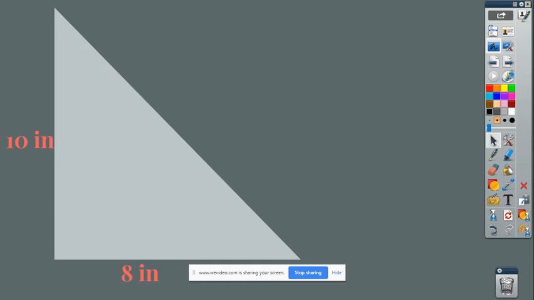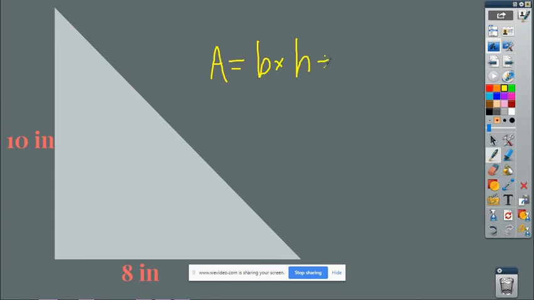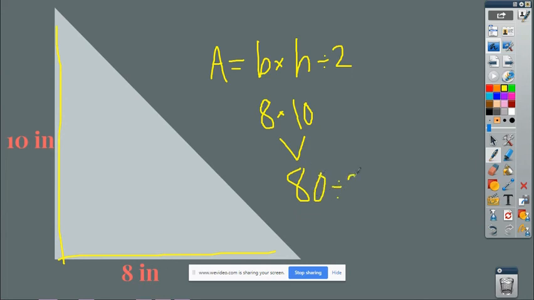All right, if you're watching the video, that means you at least attempted to solve this. To find the area of a triangle, I do the base times the height, and then I divide my answer by 2. My base is 8. My height is 10. 8 times 10 is 80. Then my last step is to cut that in half. 80 divided by 2 is 40. Oh, that's funny. It's the same answer as the last one.